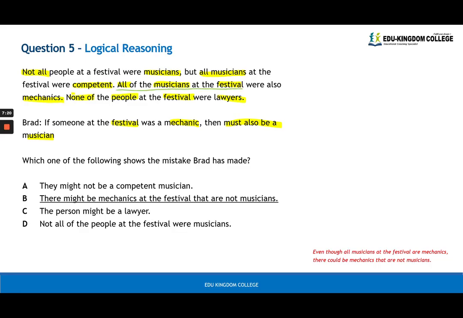The line that Brad is picking up on is this: all of the musicians at the festival were also mechanics, okay? Remember, not all the people at the festivals were musicians. So if someone at the festival was a mechanic, that does not mean they have to be a musician. So that's why B is the answer.